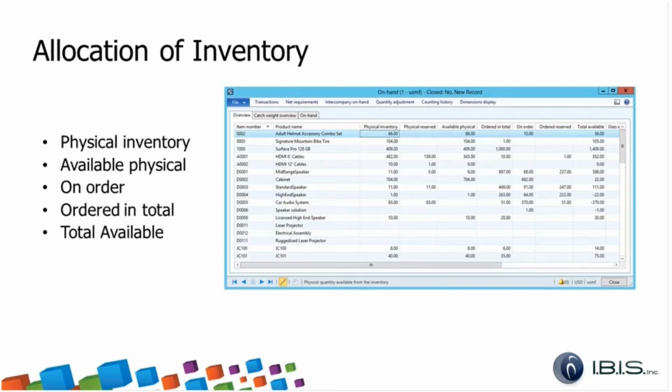If you also have incoming inventory, regardless of the delivery date, the quantity is shown in the ordered in total column and will also be factored in the value that's shown in the total available column. So if you do not have enough inventory existing or incoming, the total available column will display a negative value.